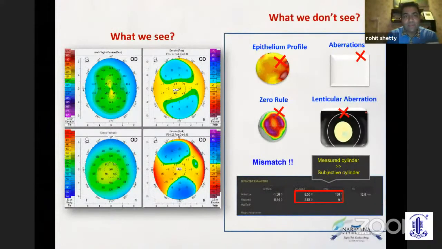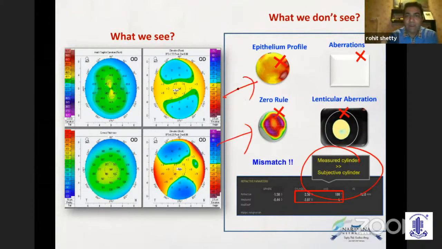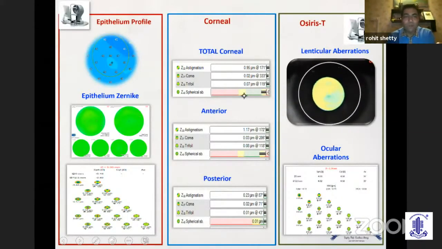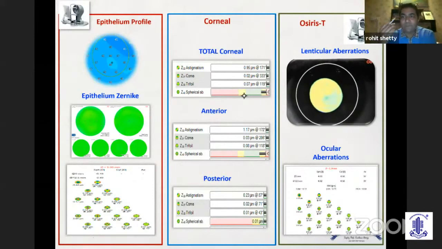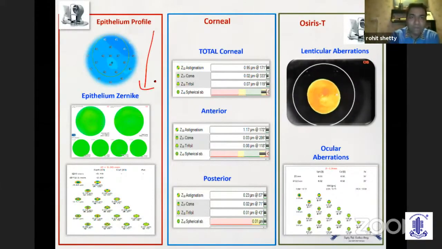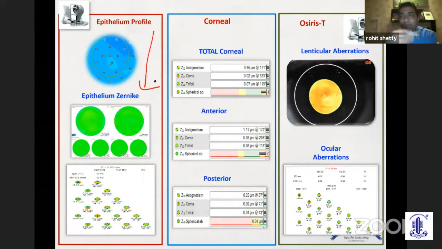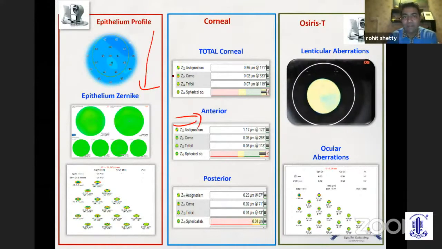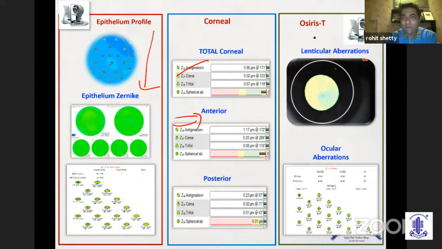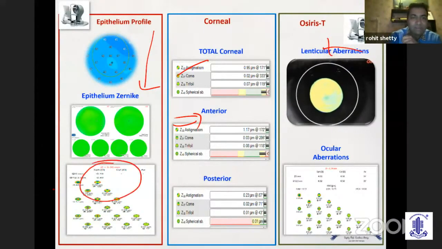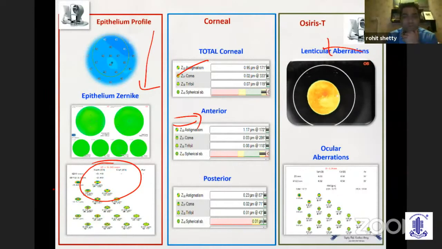And what we see when you look at a topography like this is a cylinder, but the epithelium and how your ablation pattern is, everything is completely hidden, which we don't see. Now, more and more as we keep moving on, we start looking at aberrations and what we need to correct from every aspect of it. The epithelial Zernike and epithelial aberrations are taking up a major role now because they determine how your anterior and total are, and of course, how your lens is behaving with accommodation. For example, you can see that the epithelium itself contributes to some amount of astigmatism.